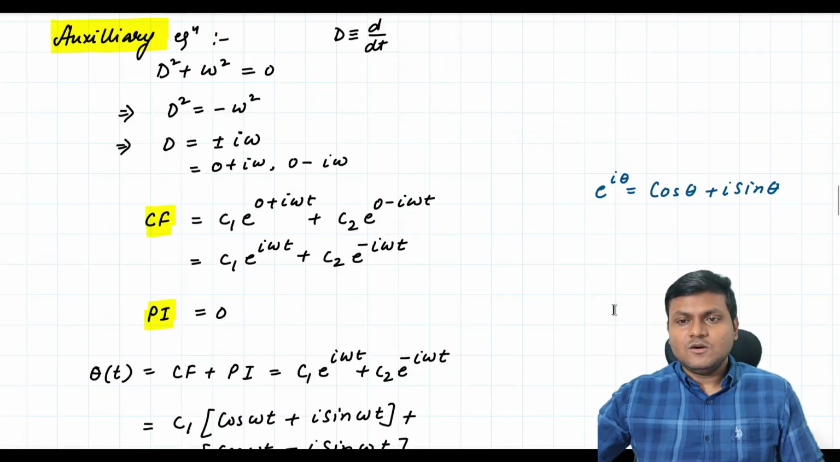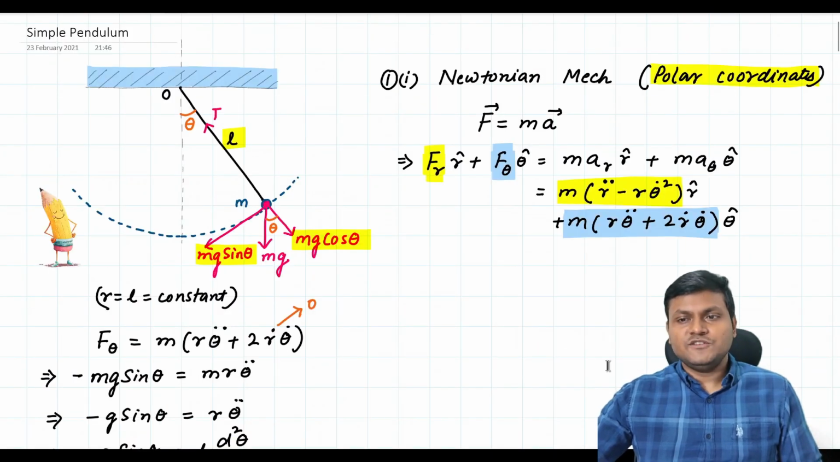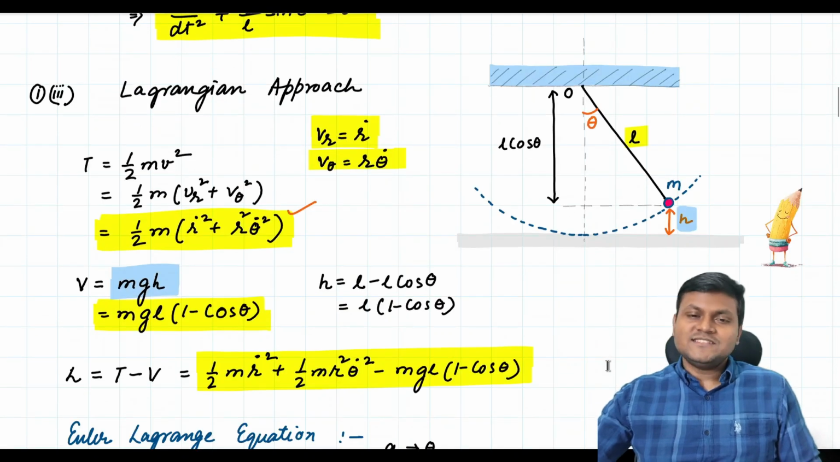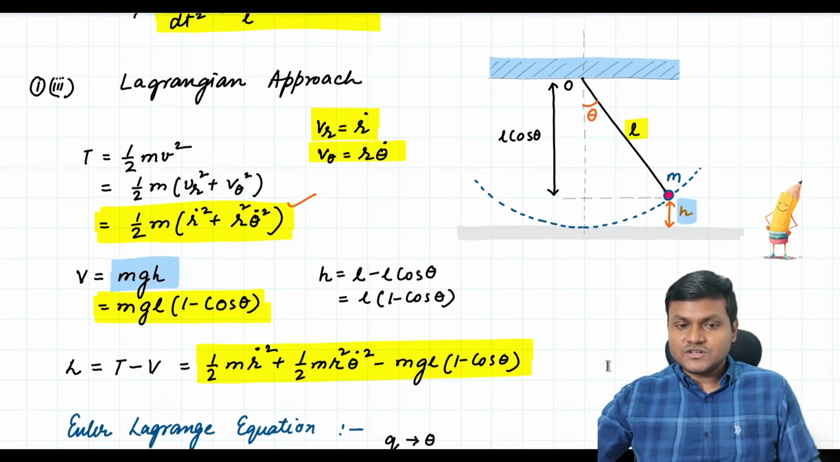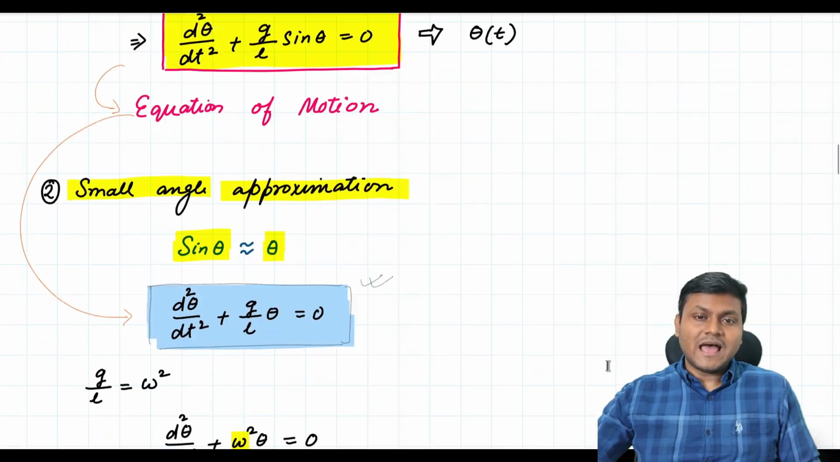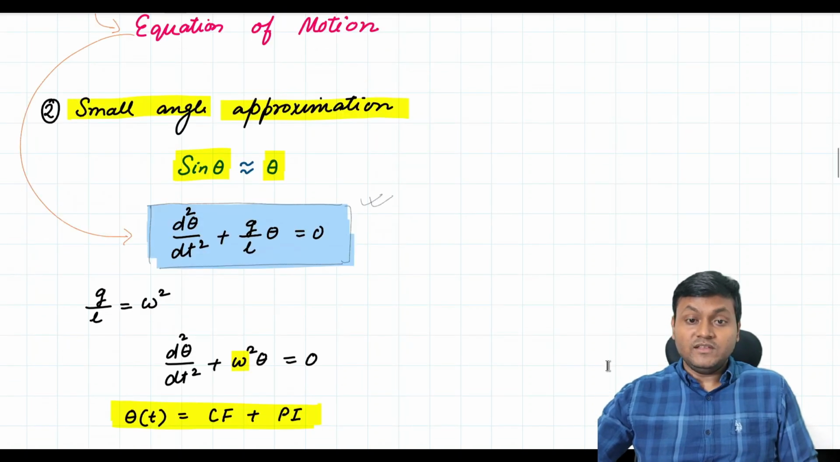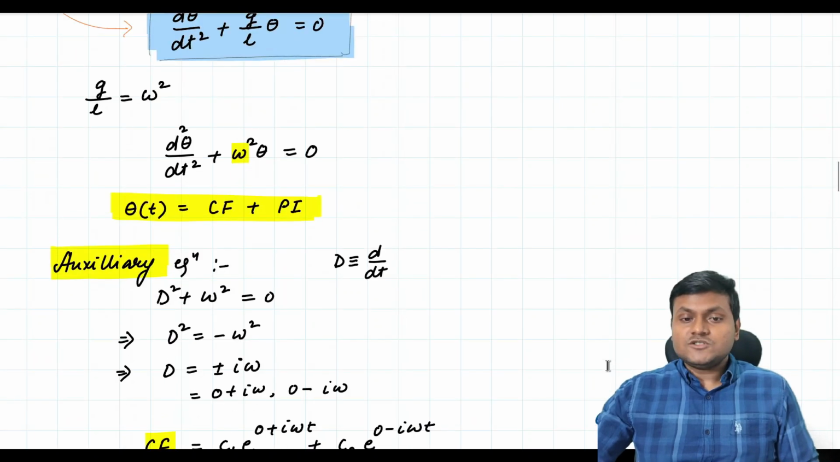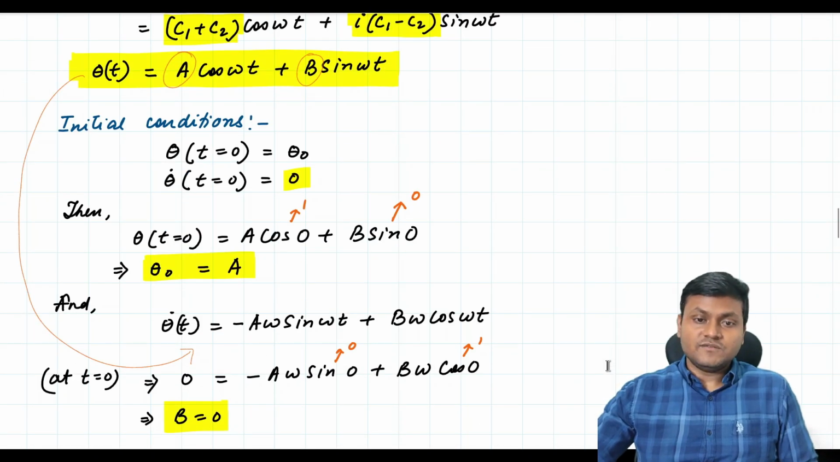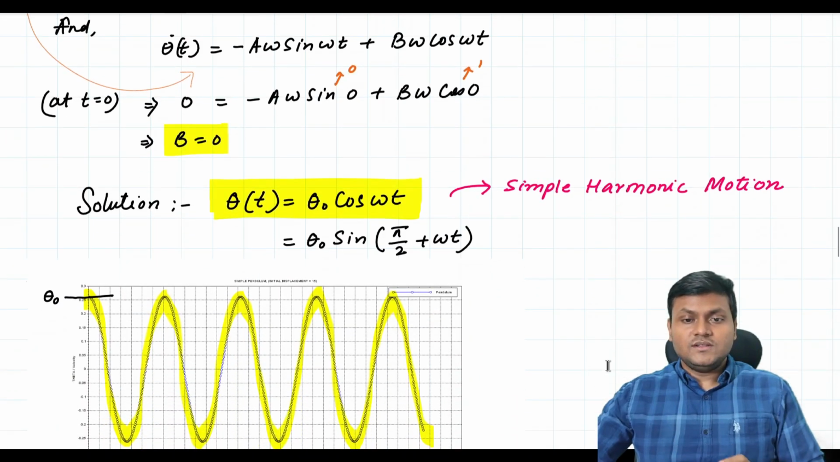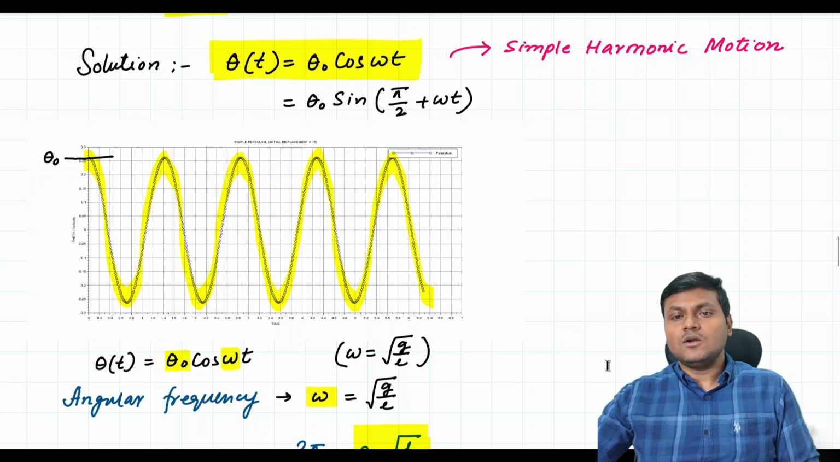So let me revise what we have done today. First, we obtained the equation of motion using the Newtonian approach in polar coordinates. Second, we obtained the same equation of motion but in terms of torque. Third, we obtained the same equation of motion in terms of the Lagrangian approach. And then we looked at what happens to the equation of motion. We used the small angle approximation where we reduced sine theta to theta, and then we solved the differential equation for given initial conditions, where theta at time t equal to 0 is theta naught, and theta dot, which is the velocity at time t equal to 0, is 0. The solution is theta equals theta naught cos omega t.